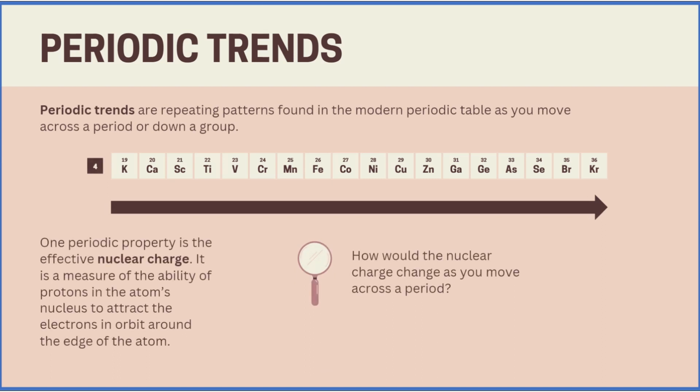Now periodic trends. What is a trend? Periodic trends are repeating patterns found in the modern periodic table as you move across a period or down a group. Okay, now we have taken the fourth group. So one periodic property is the effective nuclear charge. It is a measure of the ability of protons in the atom's nucleus to attract the electrons in orbit around the edge of the atom. So how would the nuclear charge change as you move across a period? How is it changing? See, you can see 19, 20, 21, 22. It is increasing. So nuclear charge is increasing.